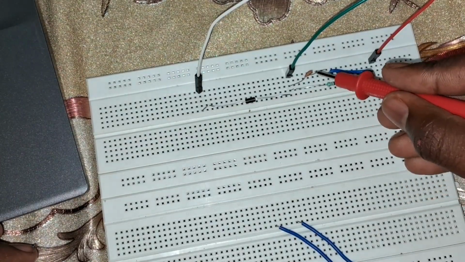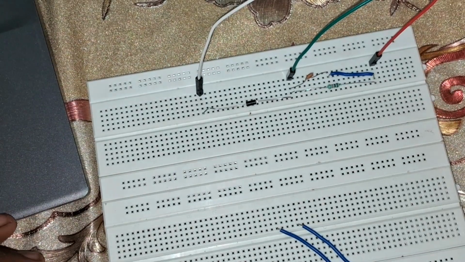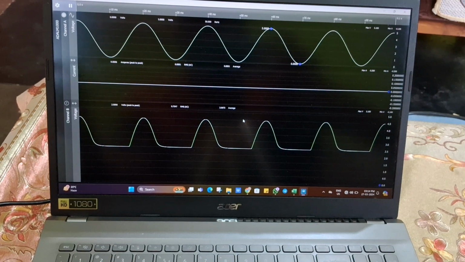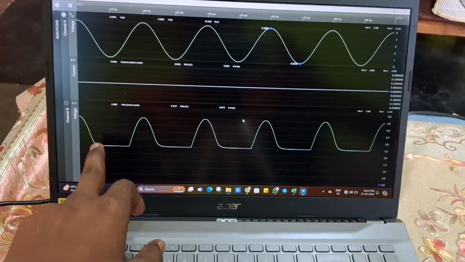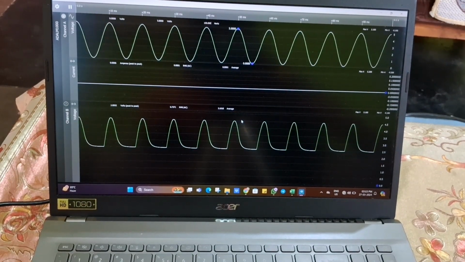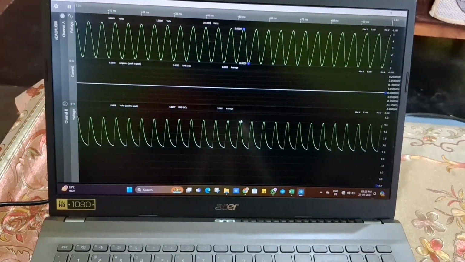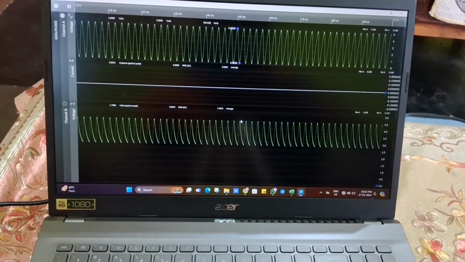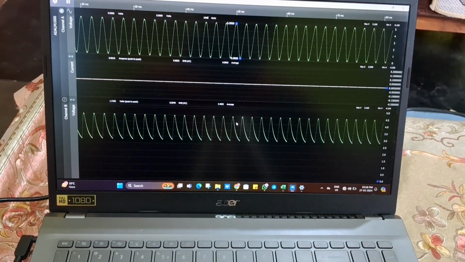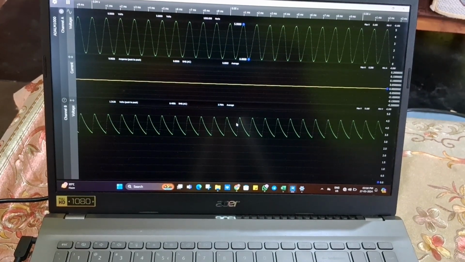Now I am introducing a 70 nanofarad capacitor across this resistance, and seeing the output waveforms. So when I give a 50 Hz sine wave, the output looks something like that. For 100 Hz, it is something like that. For 250 Hz, it is like that. For 500 Hz, it is like that. For 1000 Hz, you can see, yeah, it is the output.